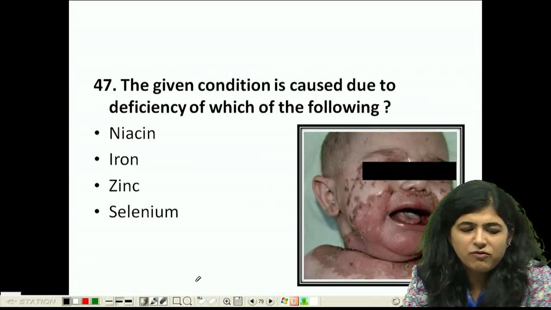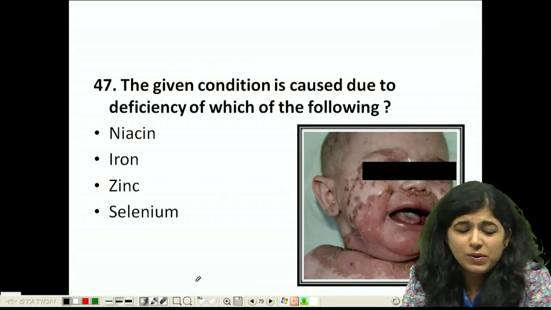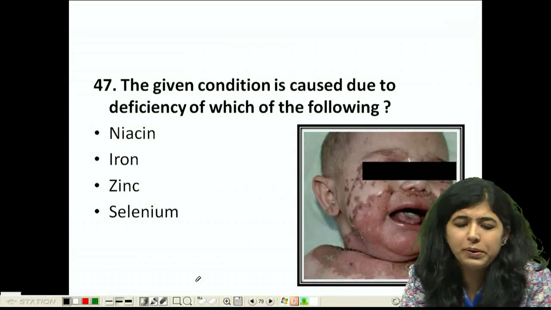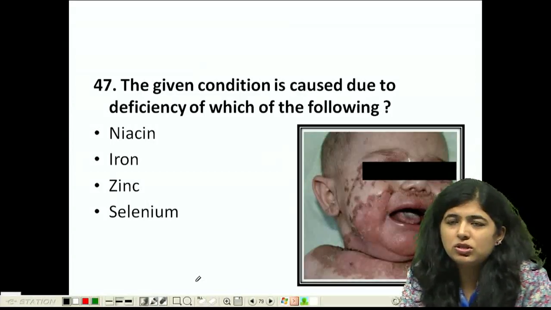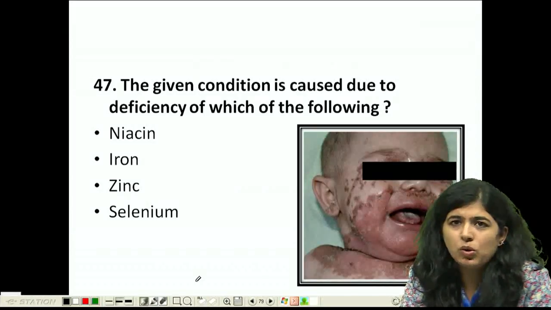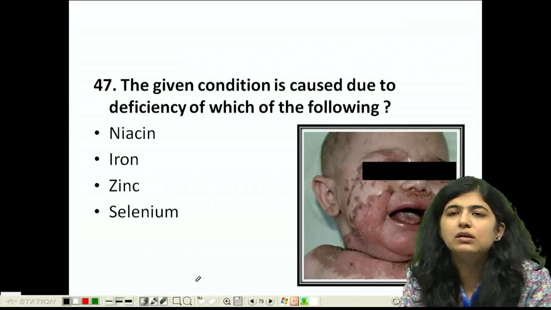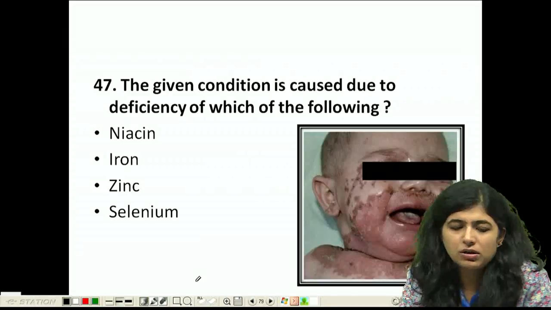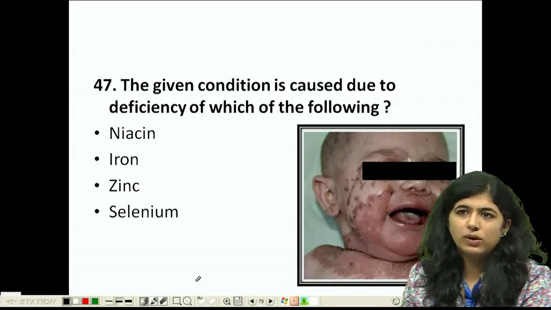So moving on to question number 47. This is an image-based question. There is nothing in the text here to give you any hint, any iota of help. Look at the image, identify, tell me what is causing it, right? We know for sure it's a deficiency, but the deficiency of which of these micronutrients is causing this particular clinical picture.